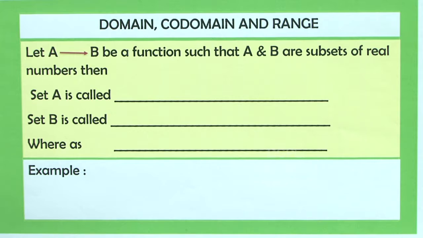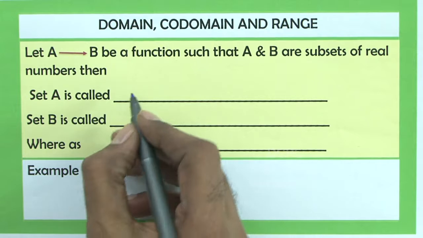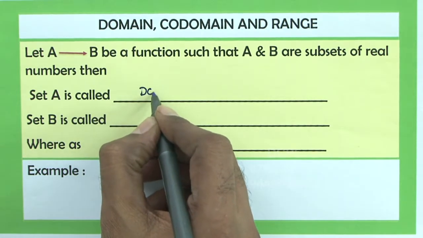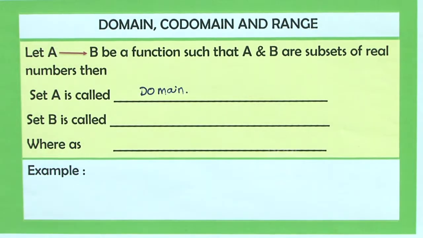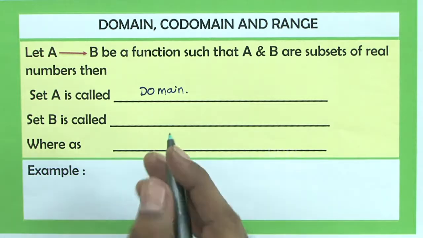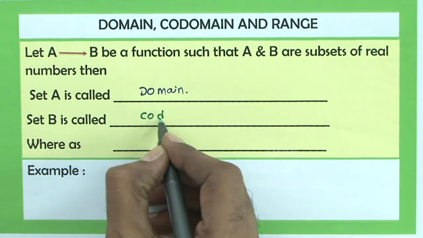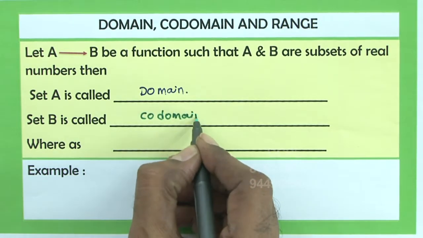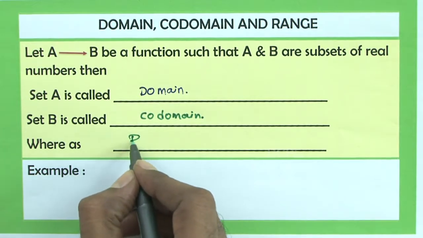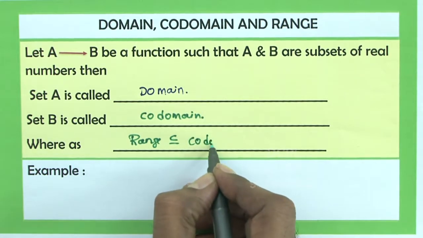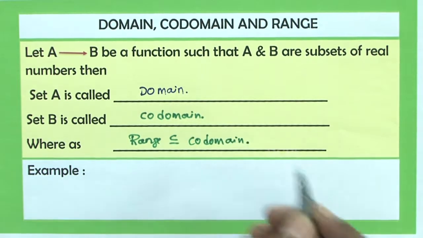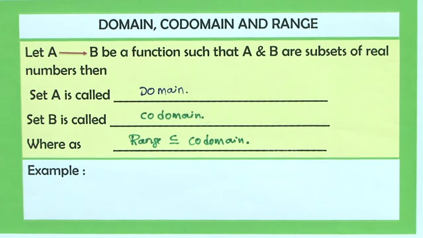is called as domain of the function, right? Set A is called as domain, right? Then what is set B? Is it called as range or codomain? Set B is called as codomain. Then what is range, dear students? Range is actually a subset of codomain. Of course, I will be giving an example for how exactly the range is different from codomain, right?